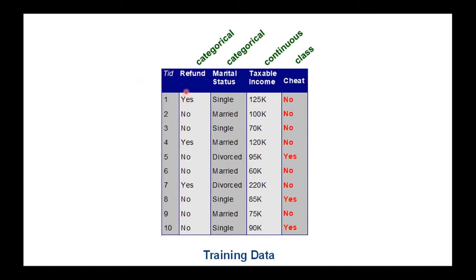So in this case, in this example, person 1 would be described by whether they got a tax refund. In this case, they did. Their marital status. In this case, they're single, and their taxable income, 125K, sure. These features can take on different data types. So one is categorical, or 2 are categorical, 1 is continuous. And there's no requirement on what your data has to look like, but oftentimes what it looks like will determine the type of method that you use.